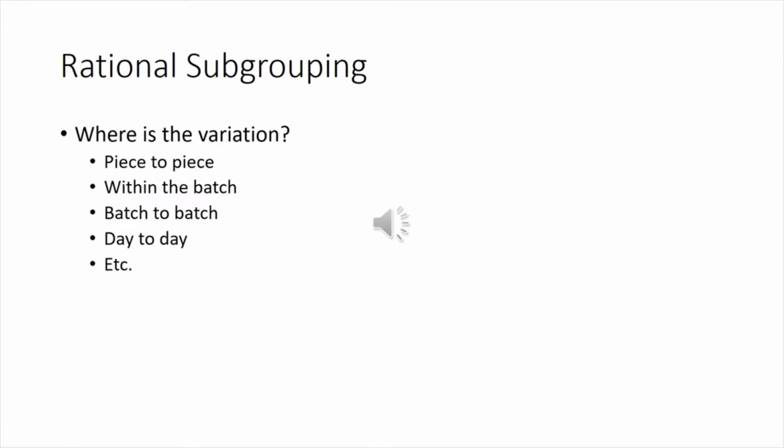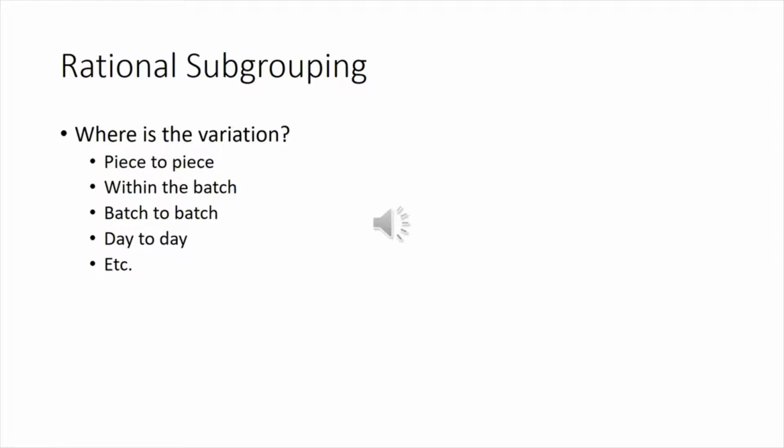Okay, another thing is the rational. How do you subgroup these things? You want what's called rational subgrouping. So what you're going to do is pull out a 5-piece, 6-piece, whatever sample size. What that does then is take advantage of the central limit theorem. And no matter what the distribution looks like, you're always going to get a normal curve.